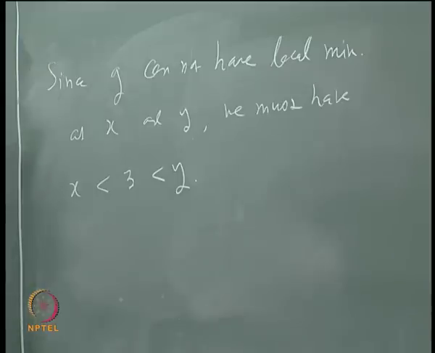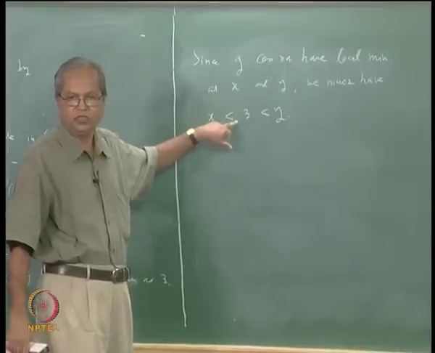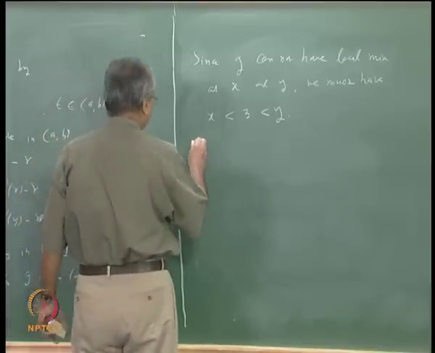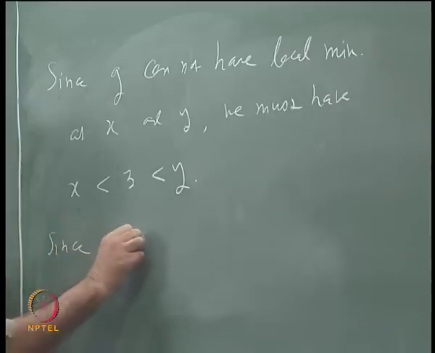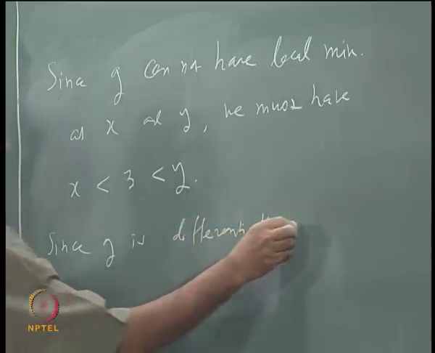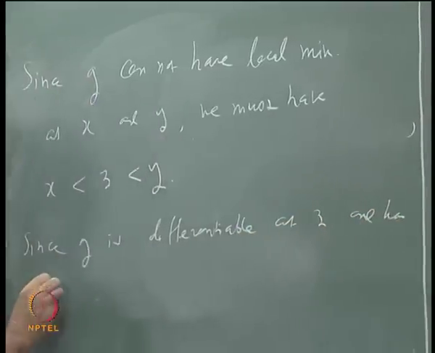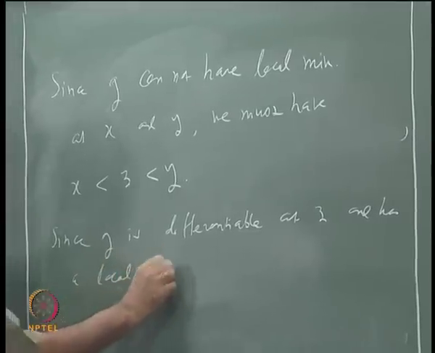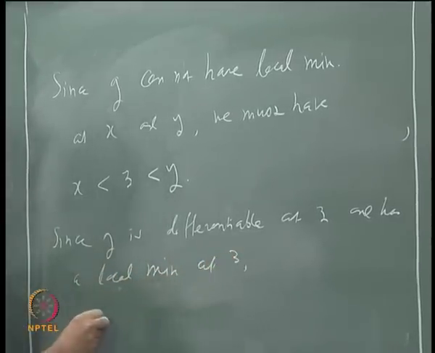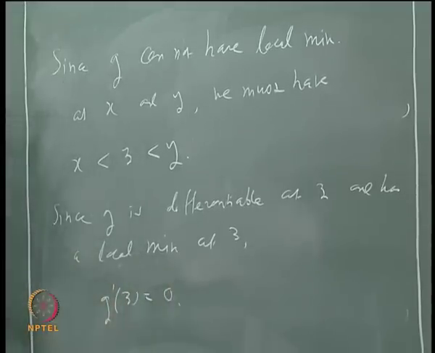What is more, we know that G is differentiable throughout AB, so in particular at the point Z also, and it has a local minimum at Z. So what is the meaning of this? That G prime at Z must be 0. Since G is differentiable at Z and has a local minimum at Z, G prime at Z must be equal to 0.